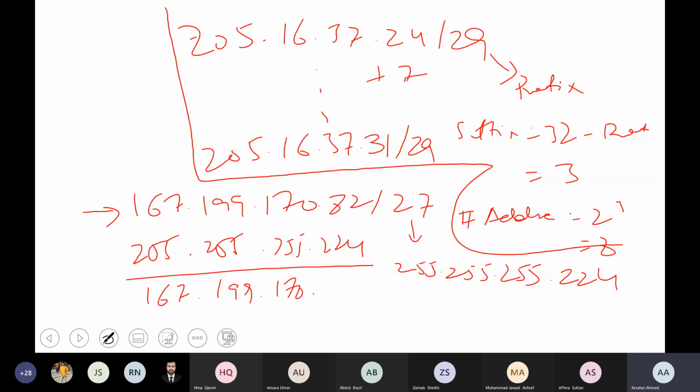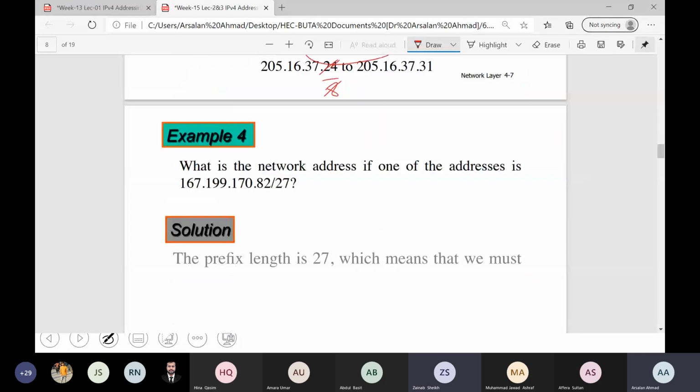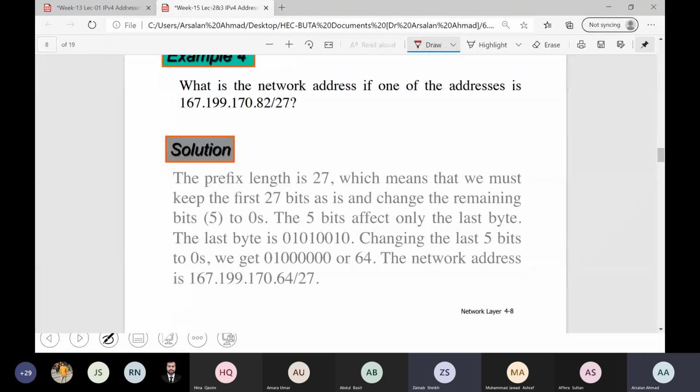167.199.170. Because the first three octets will just be copied, since they are being logical ANDed with all ones, all ones, all ones. So it will be 167.199.170.82 and 224. You will write the binary up and down, and then you will do the logical AND. The answer will be 64. Okay, the answer will be 64. Is it okay? Everyone agrees? Yes, sir.